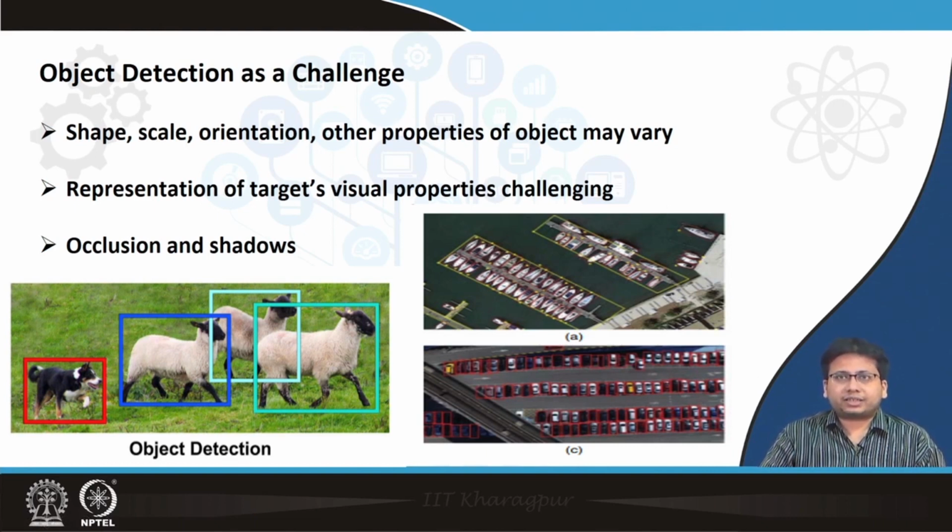To learn a representation of a particular class of objects such as dog, sheep, boat or car, one has to build a representation that is robust to different shapes, scales, orientations, etc., or we have to have an ensemble of representations, one for one orientation, another for another orientation, and so on. But representation of these visual properties is itself a challenging task.